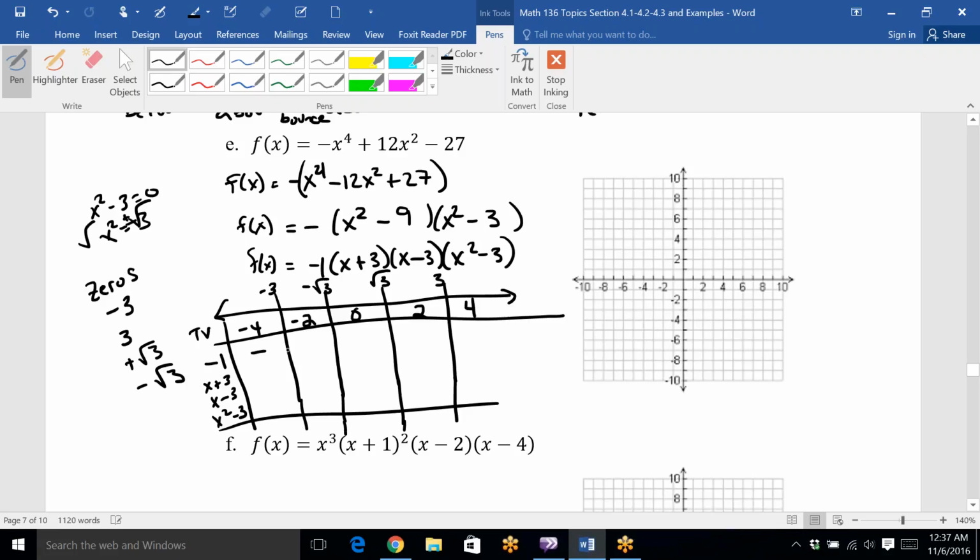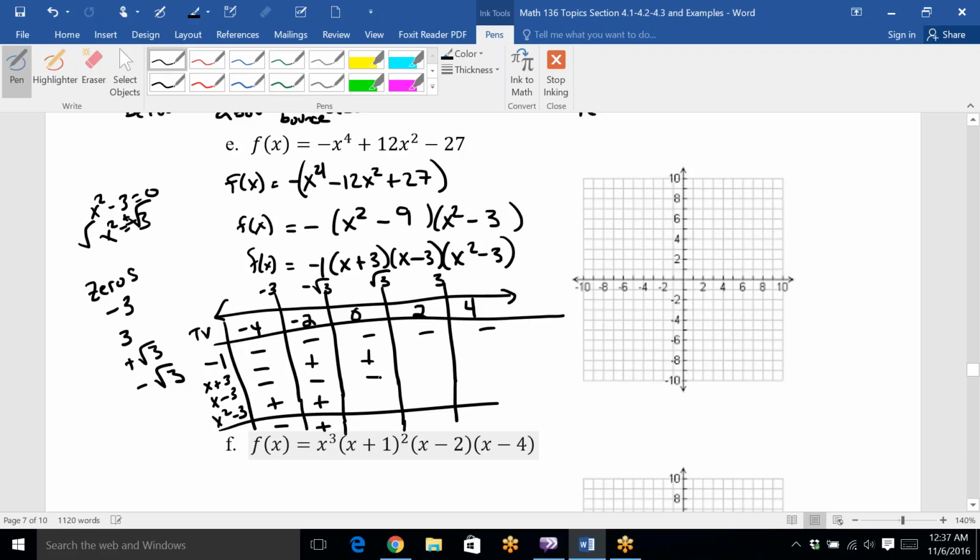So negative 4, well actually the negative ones all create negatives across. Negative 4 plus 3 is negative, negative 4 minus 3 is negative. Negative 4 squared is 16, minus 3 would be 13, so that's positive. 3 negatives make a negative. Negative 2 plus 3 is positive, negative 2 minus 3 is negative. Negative 2 squared is 4, minus 3 is positive. 2 negatives make a positive.